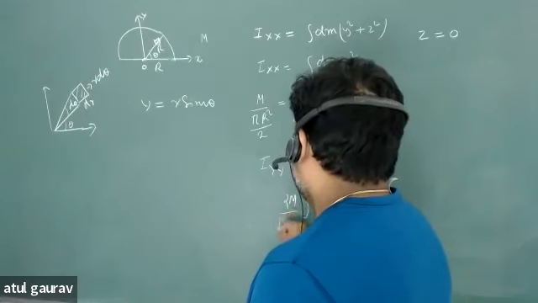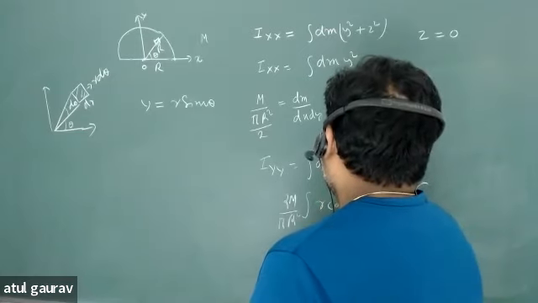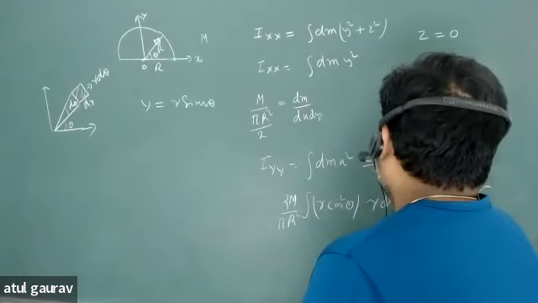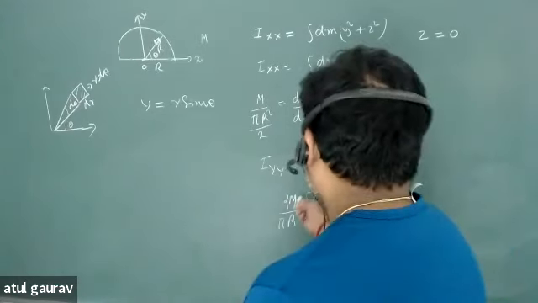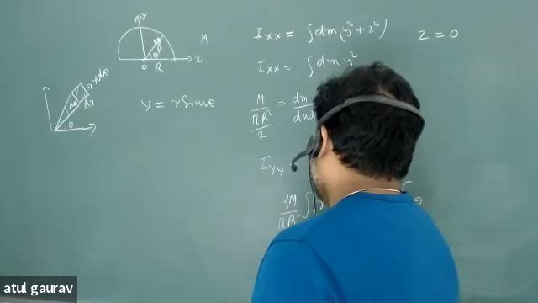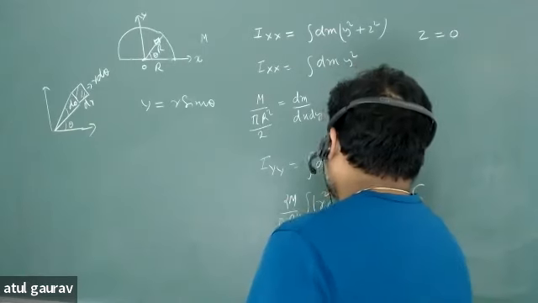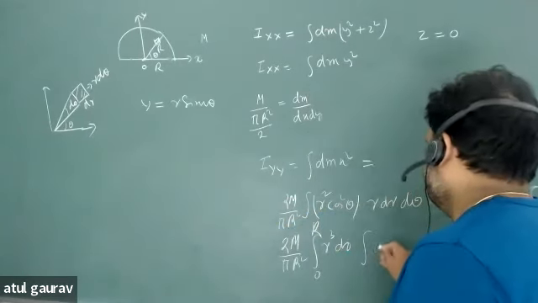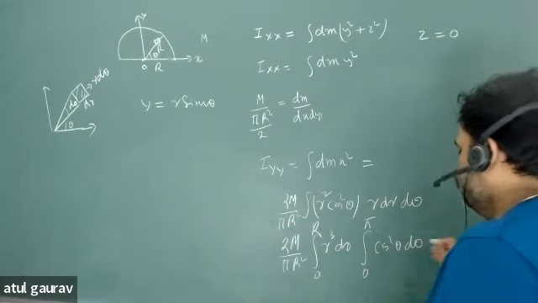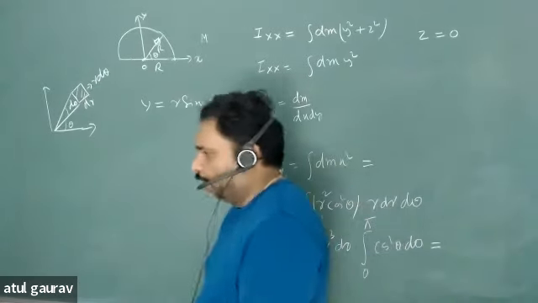2m by pi r square, and what value do we write for x? r cos theta. And in place of dx dy, what do we write? r dr d theta. And now r square is there. So you have again 2m by pi r square, integration of r cube dr from 0 to capital R, and again we have cos square theta d theta from 0 to pi. What will be the value of cos square theta d theta from 0 to pi? Pi by 2. Same thing.